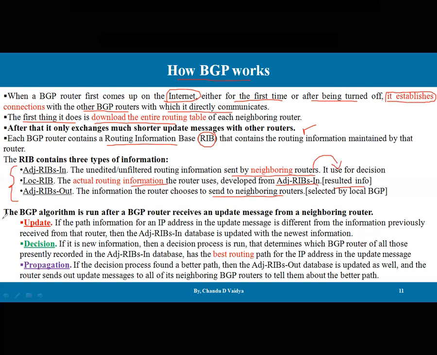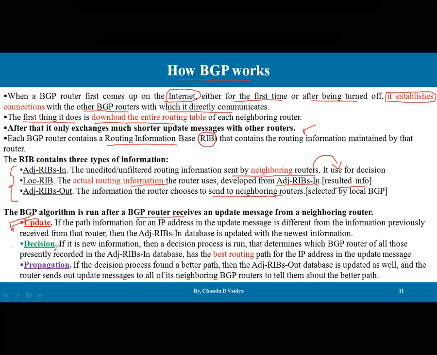The BGP algorithm is run after the BGP router receives an update message from a neighbor router. The very first thing BGP does is the update. Every router has its own tables. If it receives information from the other neighbors, it updates that information if and only if the information is new and the latest. If the information is already available, it does not need to be updated. So this is the first step, the update.